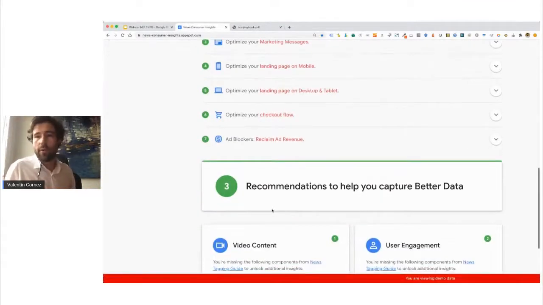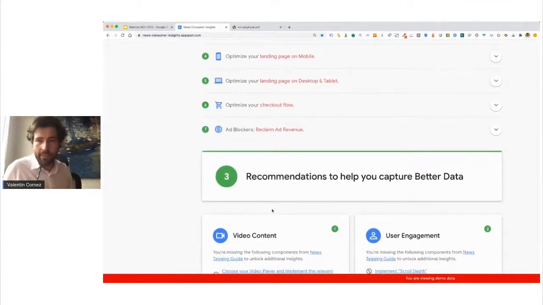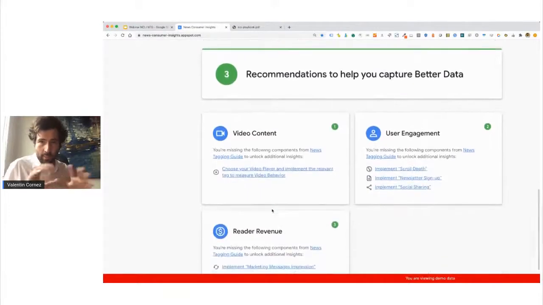Finally, a third topic that we like to cover on that page is how to get better data. And you will see that this is the point where we start talking about NTG. So there is a strong correlation, a lot of conversation going on between News Tagging Guide and News Consumer Insights. Every time you implement an NTG tag, you will generate new reports in News Consumer Insights. So this is where we tell you what type of tags you need to implement to really maximize the value of that report. Just by implementing those different tags, you will access new insights and recommendations.